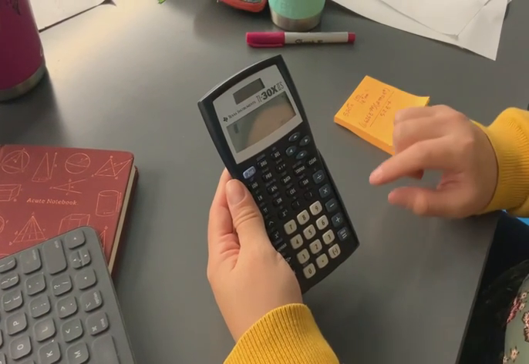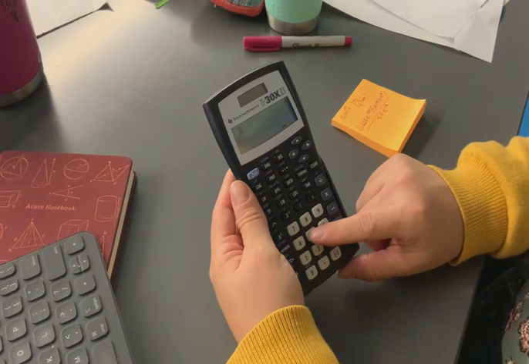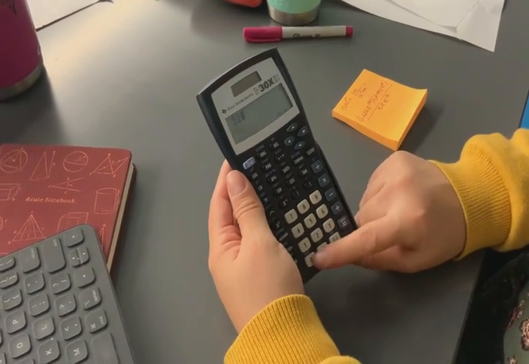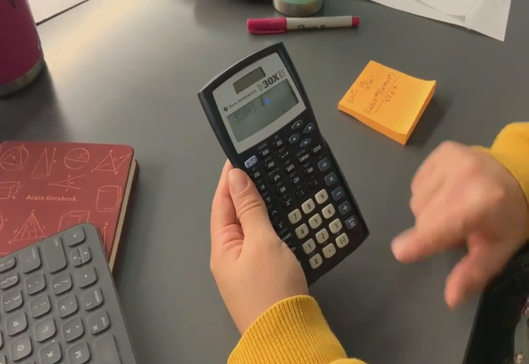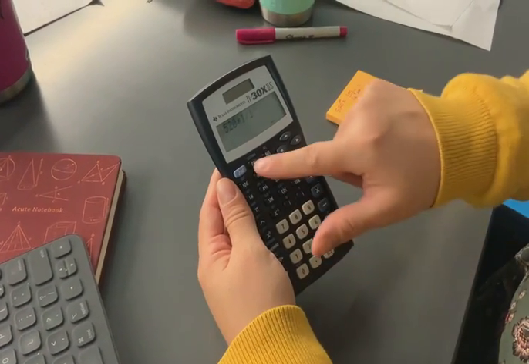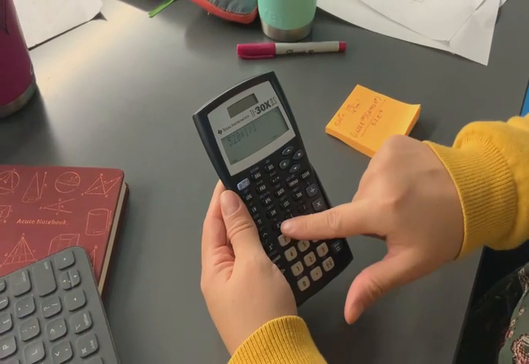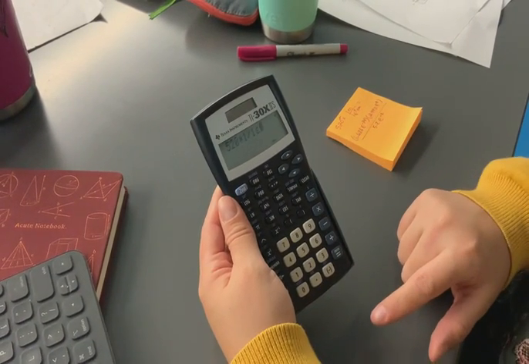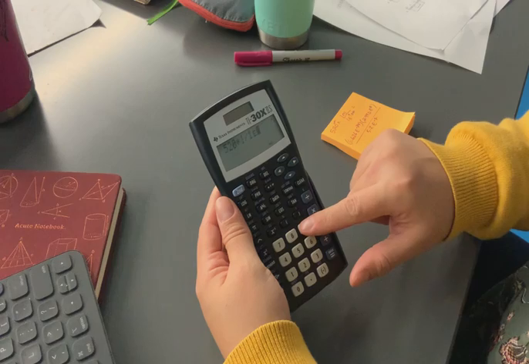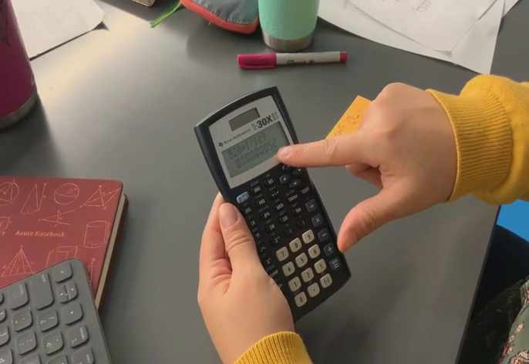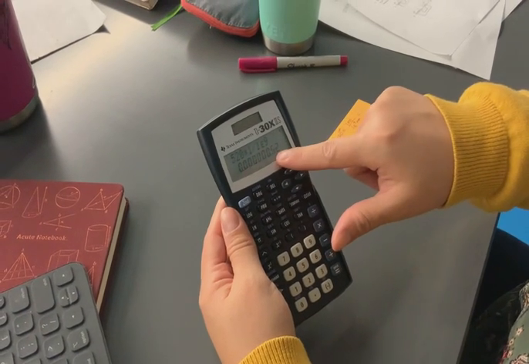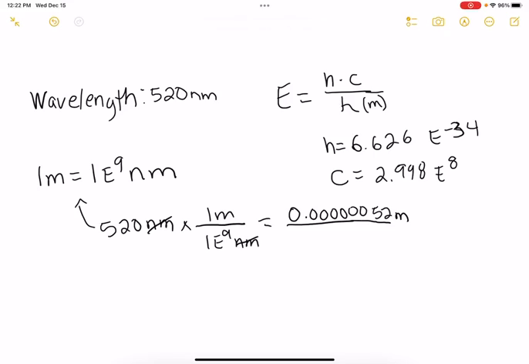All right, so to convert the nanometers into meters on your calculator, you need to make sure you press 520, all right? And then you're going to multiply by 1, and then you're going to press divide. And then it's going to be 1, and then to do the E, you're going to press second and the number right above 7. That should give you the E, all right? And then you're going to press 9, and then you're going to press equal. And you should get this same number, which is 0 point and then 6 zeros, 52. So in the calculator, we got 0.0, 6 zeros, and then a 52.